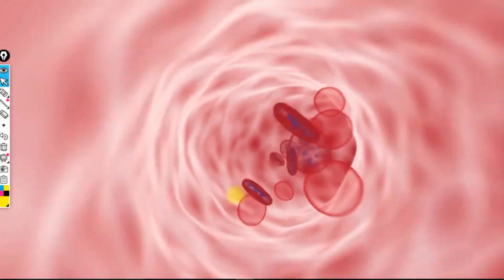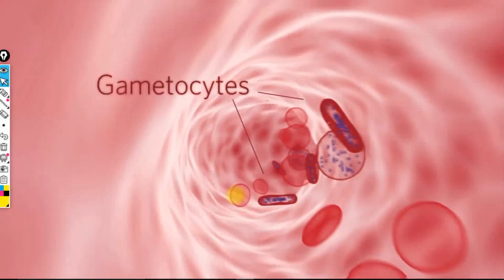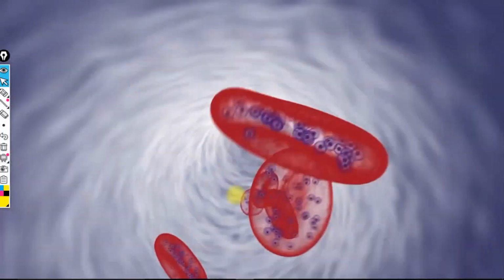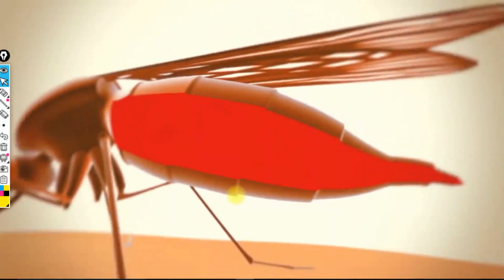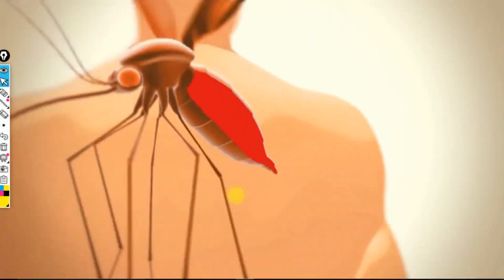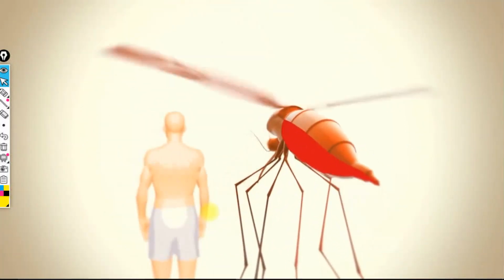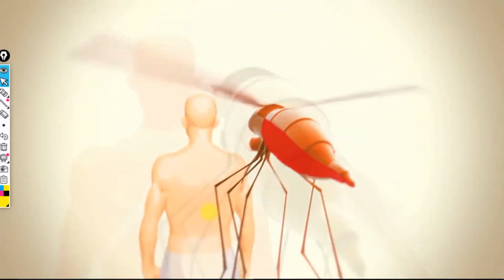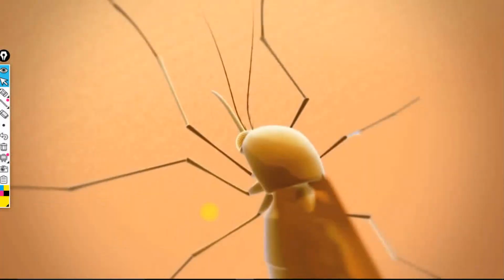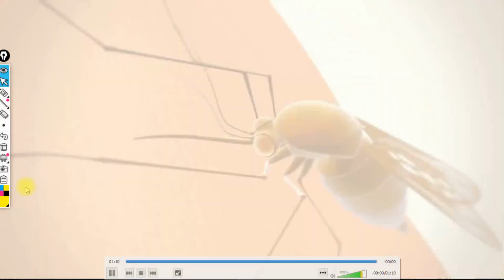A few of the infected cells develop into gametocytes, which can remain in the bloodstream for several days and may be ingested by another mosquito during a subsequent feeding. Inside the mosquito, the gametocytes develop into new sporozoites. So now the human has infected the mosquito, the life cycle comes full circle and continues.